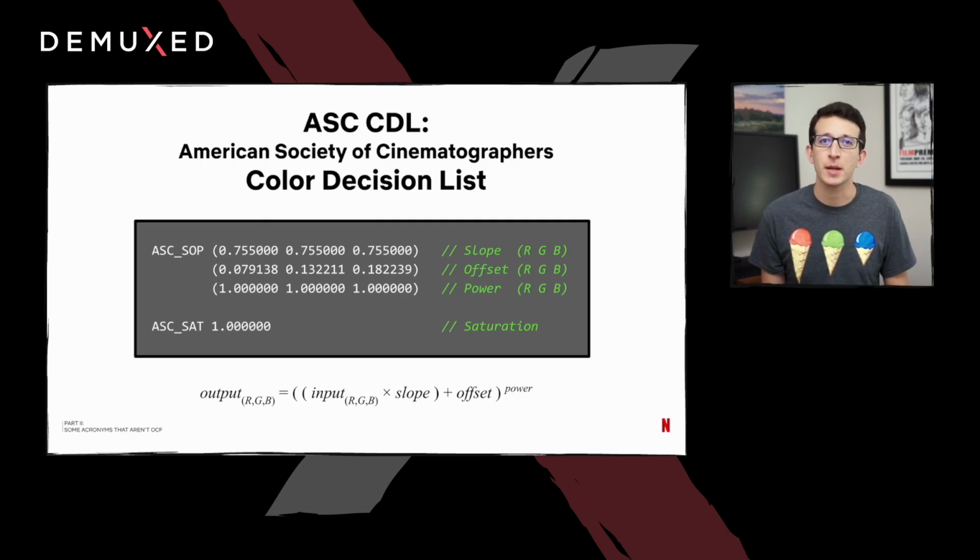Don't let these measly 10 numbers fool you. CDLs allow for drastic color manipulations, but with great power comes great responsibility. The ASC CDL standard does not contain metadata to describe what color space it should be applied in. In other words, using a CDL developed for a Rec. 709 image on a Rec. 2020 image is an obvious colorimetric fallacy.